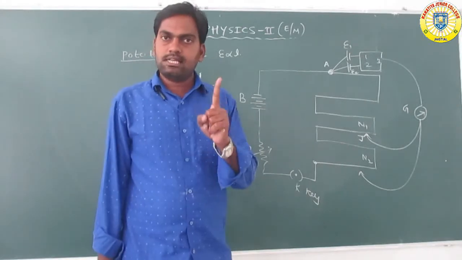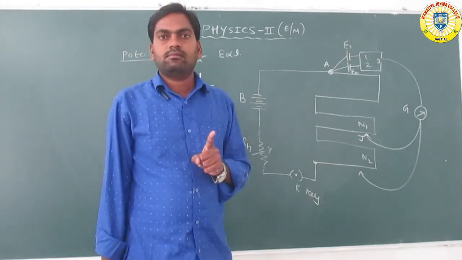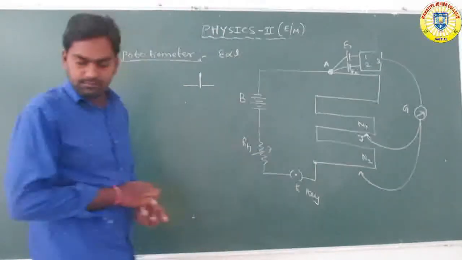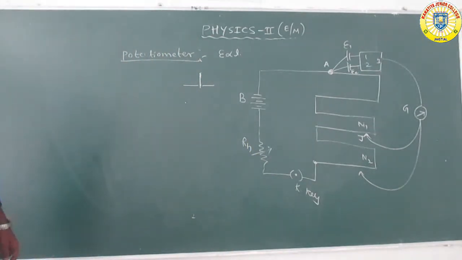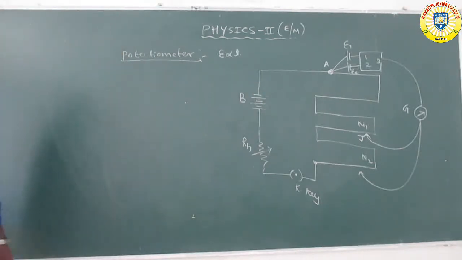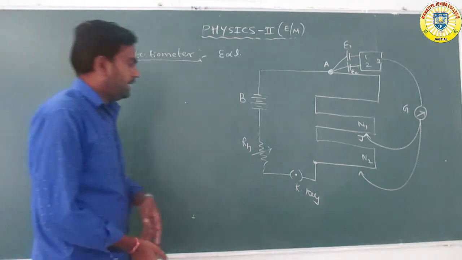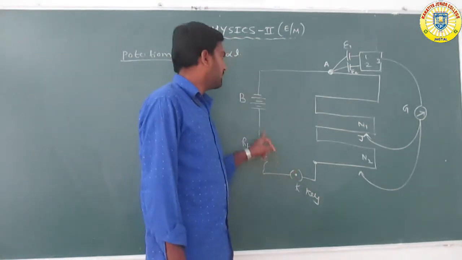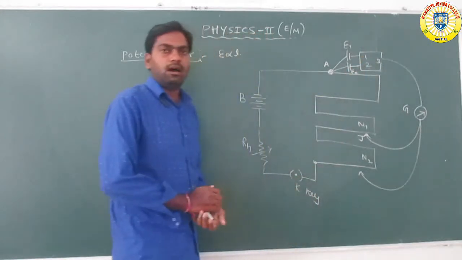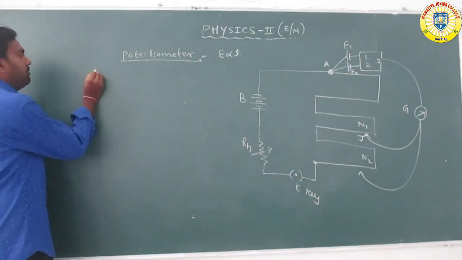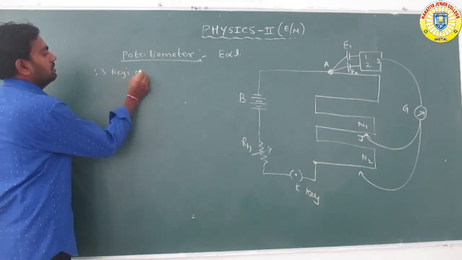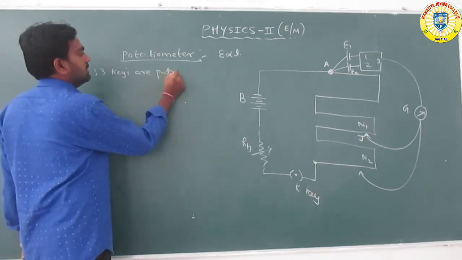Now, the first step is taken. The key K is closed and current passes through the circuit. Keys 1 and 3 are put in the circuit.